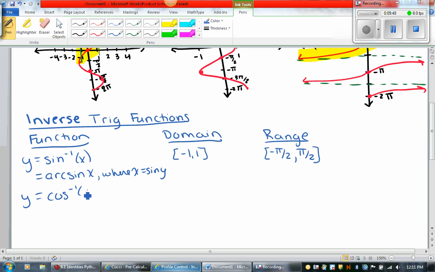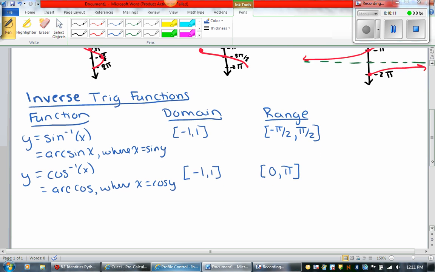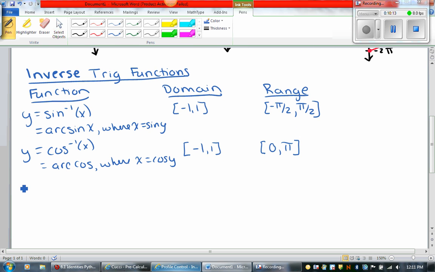Cosine inverse of x, or arc cosine, where x equals cosine of y. Your domain, just like with sine, is -1 to 1, but your range now becomes 0 to π, because we want to include that first quadrant and then keep it so that it can pass the vertical line test and be a function.